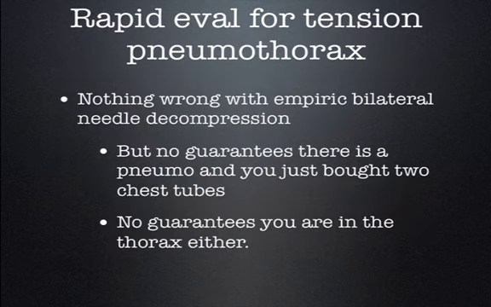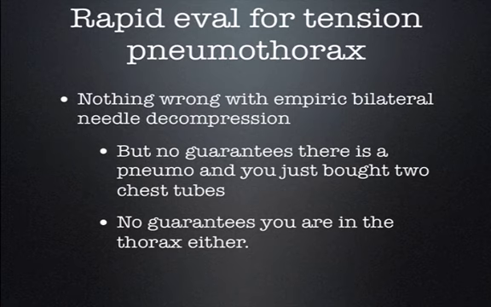If you notice that you're having trouble getting a good image of the heart and the clinical scenario fits, you should have a high index of suspicion for pneumothorax. Now there's nothing wrong with empiric bilateral needle decompression when the clinical scenario strongly suggests tension pneumothorax. But still, there's no guarantee that there's a pneumothorax. But one thing you can guarantee is if you do a needle decompression, then you need to follow that up with chest tubes.